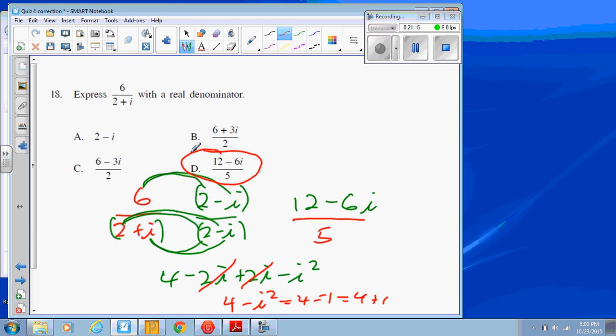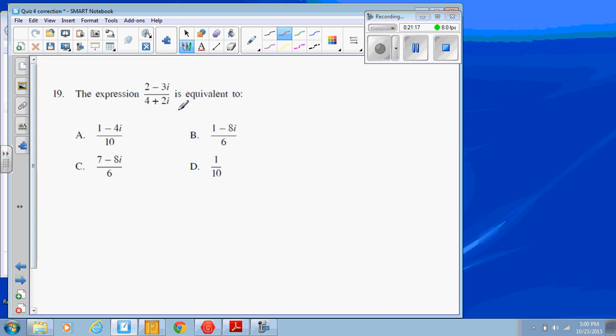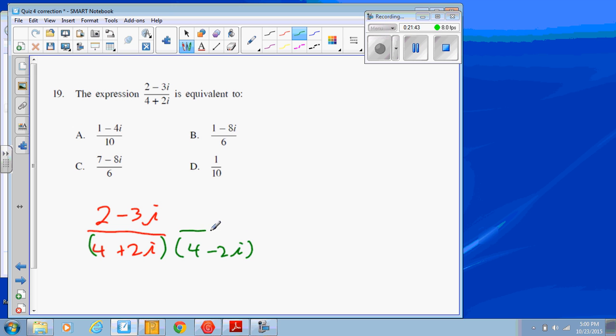All right, the next problem we had a lot of difficulty with for obvious reasons that we'll see at the end. We have 2 minus 3i, and now the bottom is 4 plus 2i. So what I need to do is to get rid of this i in the bottom, I need to multiply by the conjugate. The conjugate of this is going to be 4 minus 2i. And we do the same on the top.